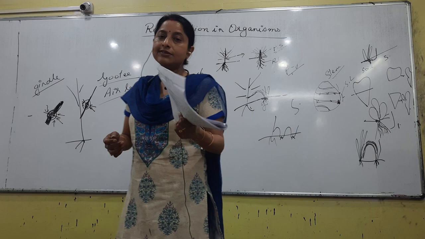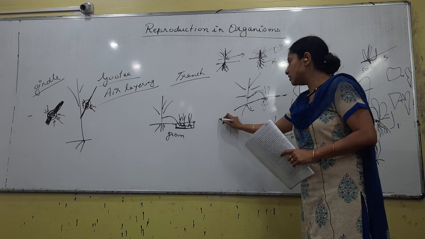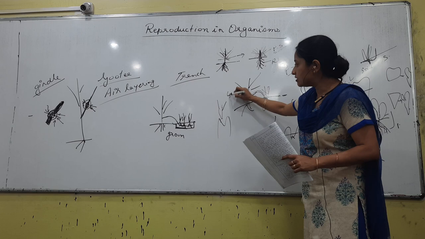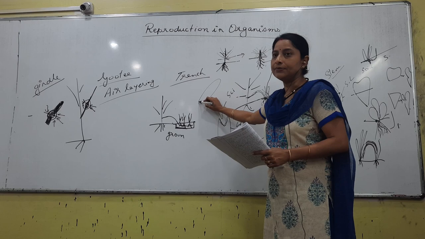The first one is tongue grafting. What is tongue grafting? When you have a stalk, the diagram is given on page number 21. On the stalk you make a tongue-shaped mark. The new portion also has a tongue-shaped cut, and you just insert it, right? The new portion is called the scion, and this rooted portion is called the stalk. So if the cut mark looks like a tongue, this type is called tongue grafting.